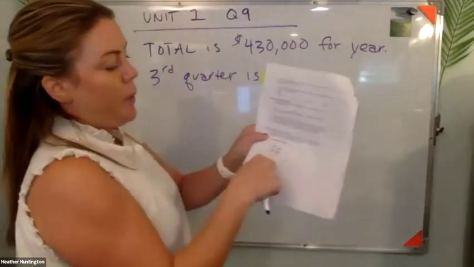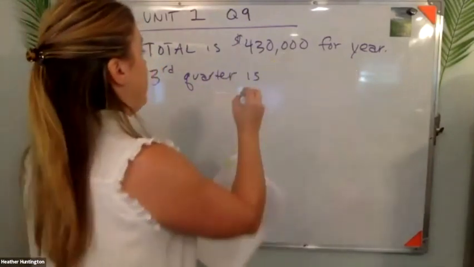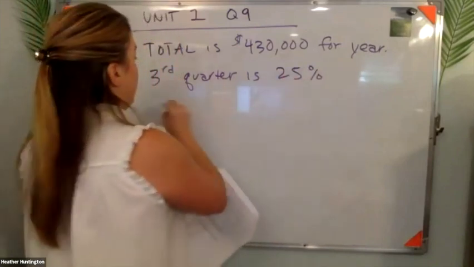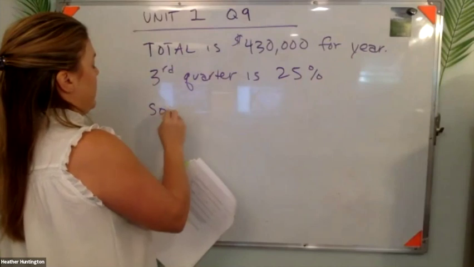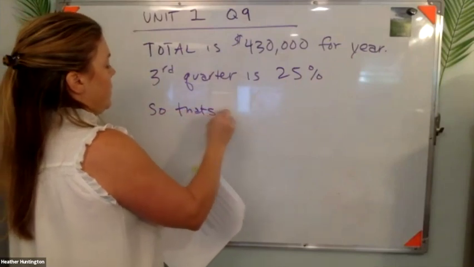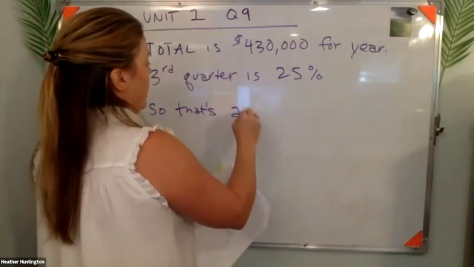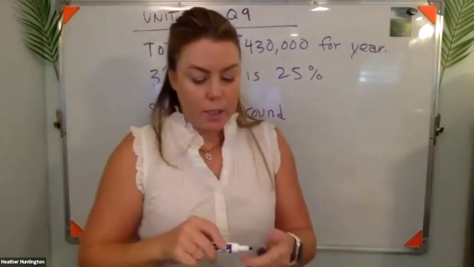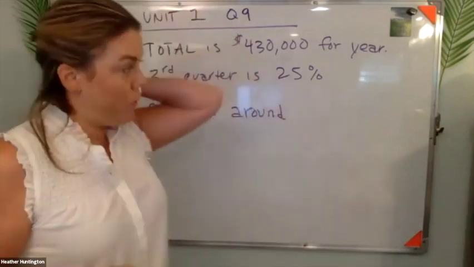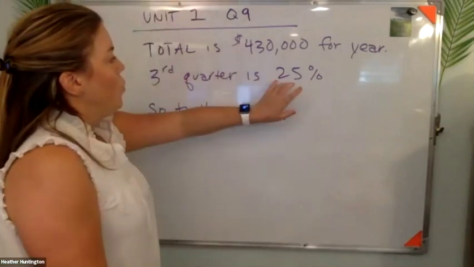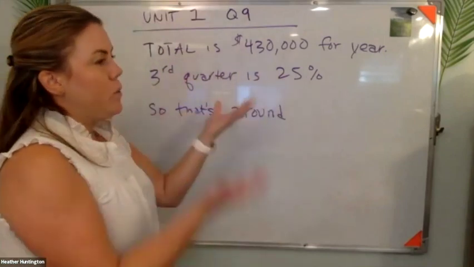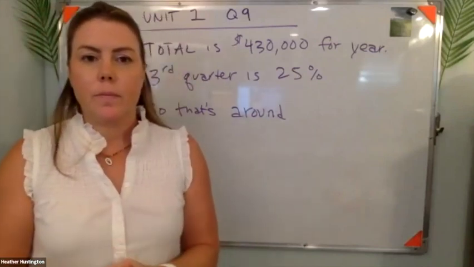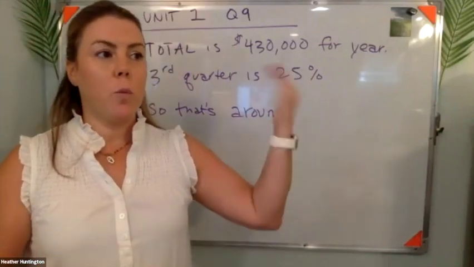Okay, now looking at the pie chart, it says third quarter is 25%. Okay, remember, we're not touching our calculator. So what's an easy way to calculate 25% of something? 1/4. Okay, so doing 1/4 of something.